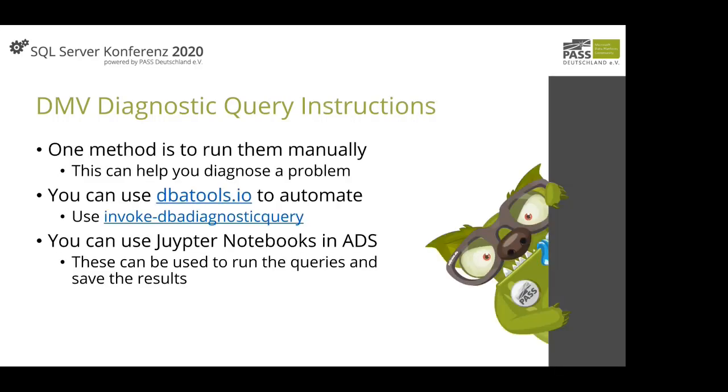The way you run these queries, what I usually do is run them manually one at a time. As I'm doing that, I'm collecting the results into an Excel spreadsheet. I have blank spreadsheets that are labeled to match the queries. That typically takes me 40 to 45 minutes to do against an instance. But there's also ways to automate it. dbatools.io has an Invoke-DbaDiagnosticQuery.